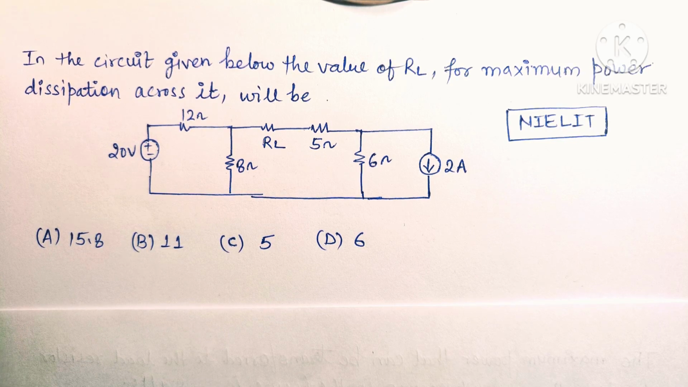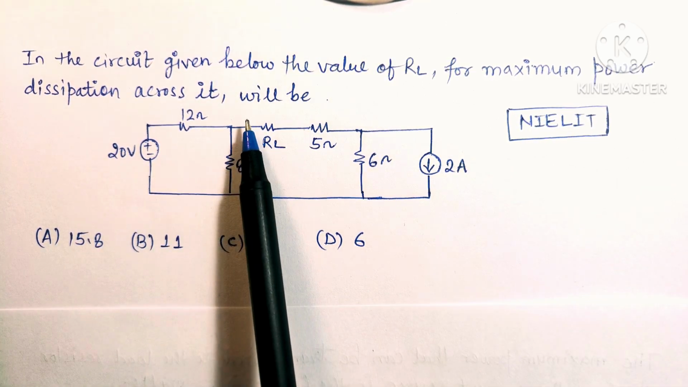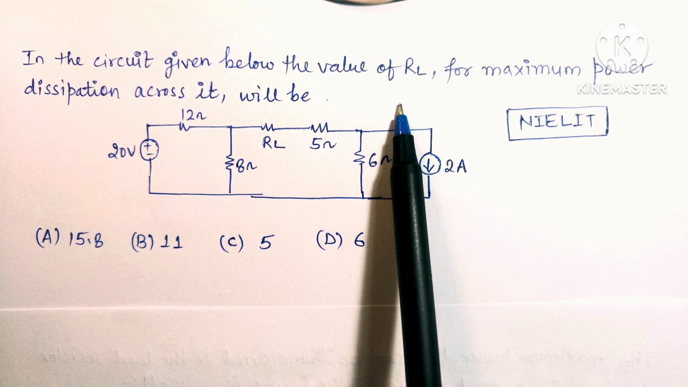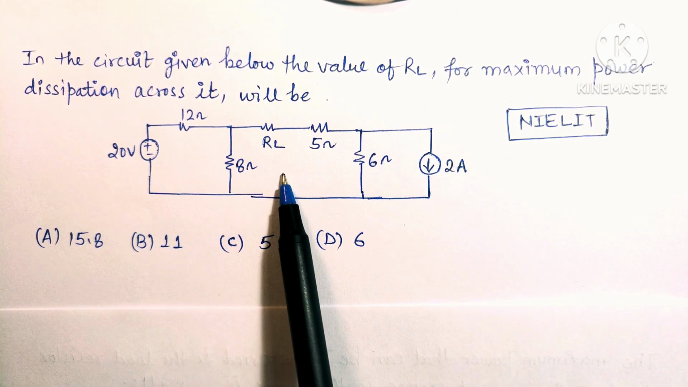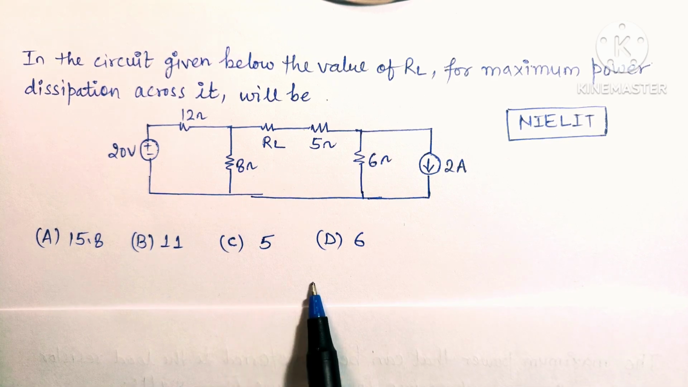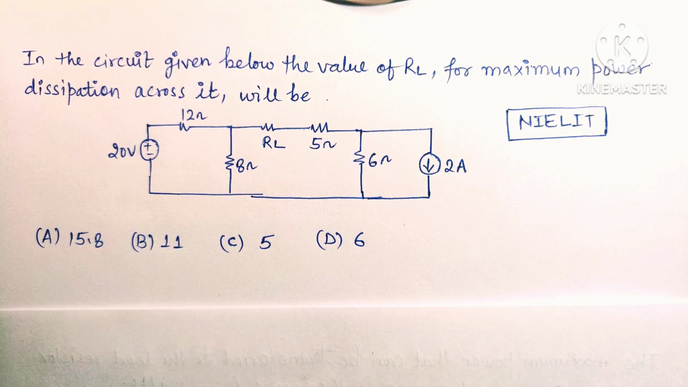Let us see a question on maximum power transfer theorem. This question has been asked in NELET exams. In this question it is said that in this given circuit, the value of RL has been asked for which maximum power will be dissipated across this RL resistor. These are the options given in this question. So let us see how we can solve this question.